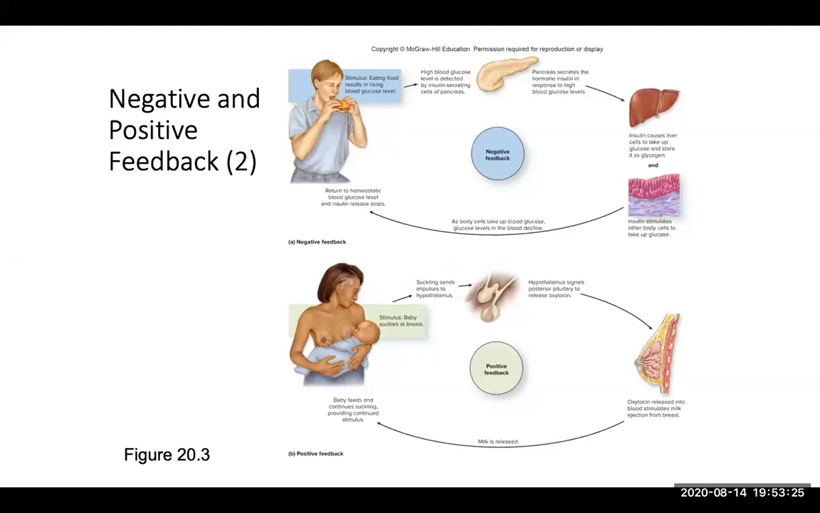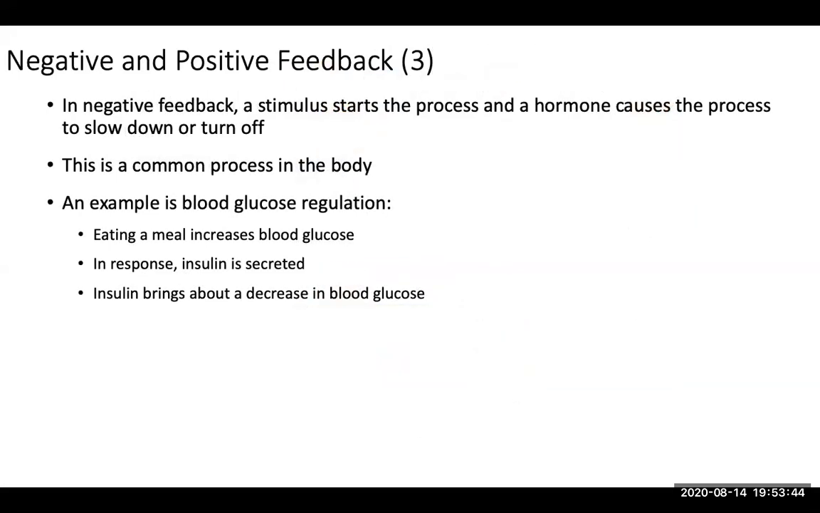For example, in terms of breastfeeding, the baby feeds and continues sucking, providing that stimulus, which will tell the hypothalamus to release oxytocin, which tells the breast to eject its milk. So this is a positive feedback. More examples of negative and positive feedback are shown here.